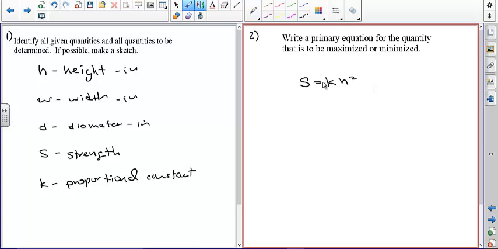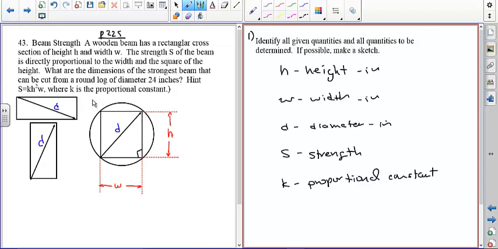Sorry. So, if we change, because we're cutting it out of a fixed log, if we make the width smaller, we'll make the height larger. If we make the width larger, we'll make the height smaller. So these are tied together through, that's going to be our secondary equation, the relationship between H and W.